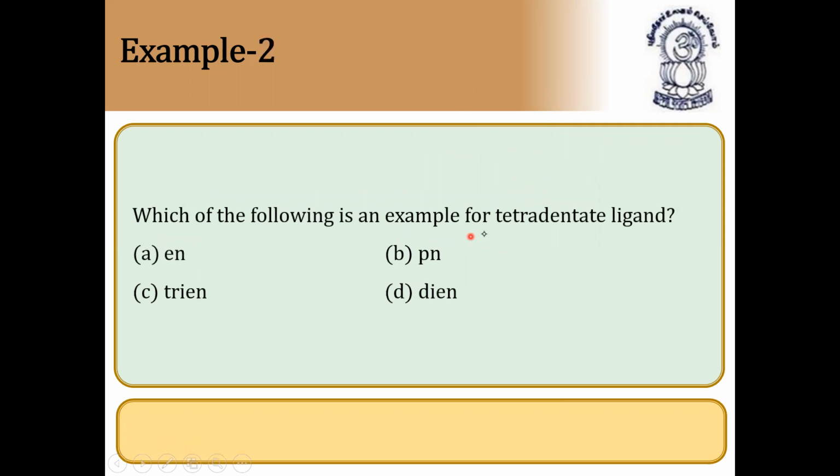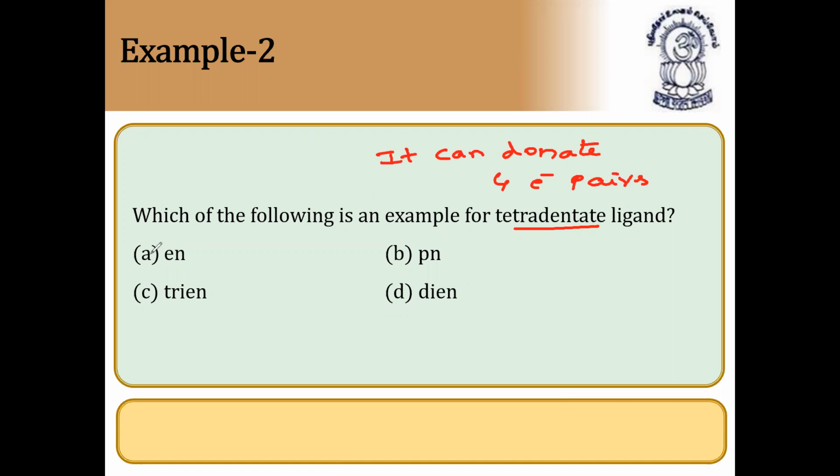Which of the following is an example of a tetradentate ligand? Tetradentate ligand means it can donate 4 electron pairs. Monodentate, bidentate, tridentate, tetradentate. So it can donate 4 electron pairs.